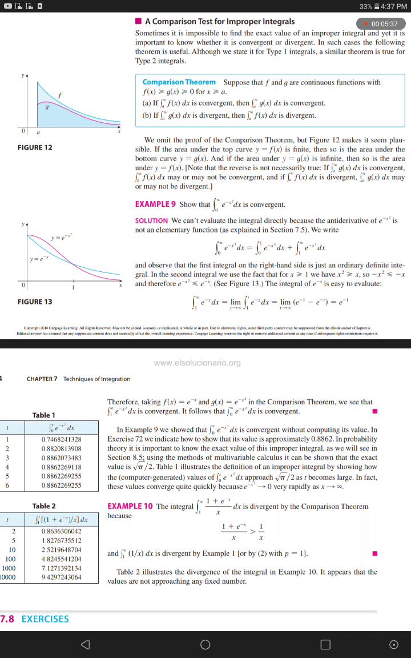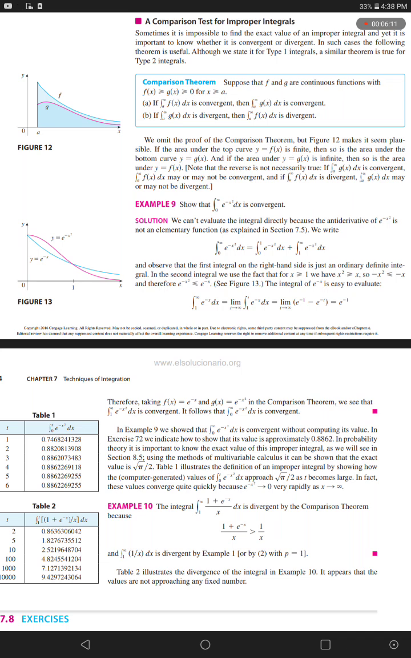We omit the proof of the comparison theorem, but figure 12 makes it seem plausible. If the area under the top curve y equals f of x is finite, then so is the area under the bottom curve y equals g of x. And if the area under y equals g of x is infinite, then so is the area under y equals f of x.